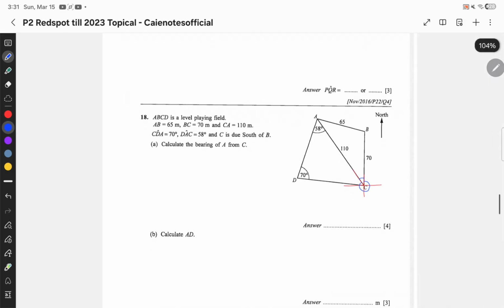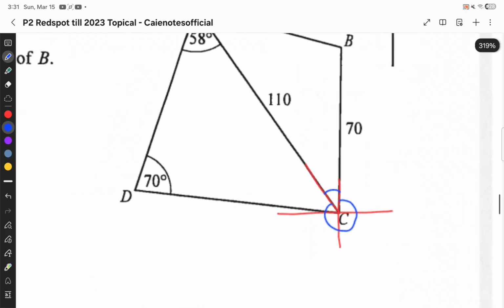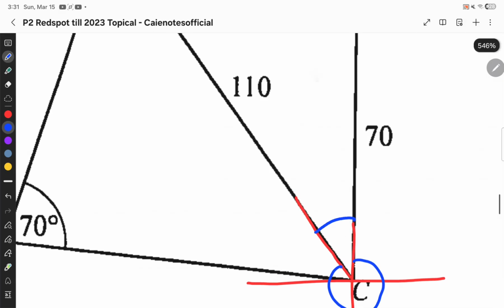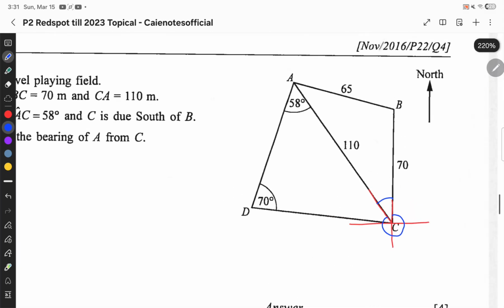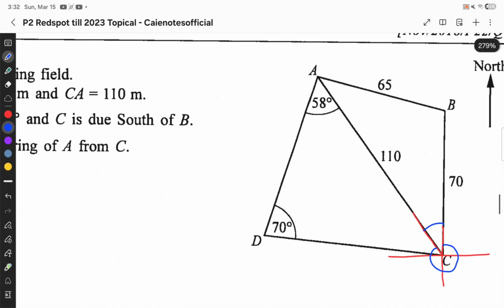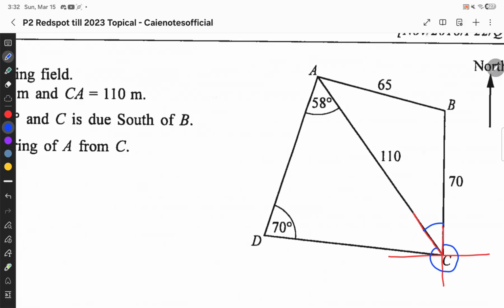Cosine rule, we are given... let's see a simpler way. We can complete this. No, we need to use cosine rule because that's the only way we can think of, and it's 4 marks also, so that's probably what you use. So how do you do cosine rule? Well, we are given the legs that make up the angle, and we are given the length of the side opposite to the angle that we want. So we set it up.